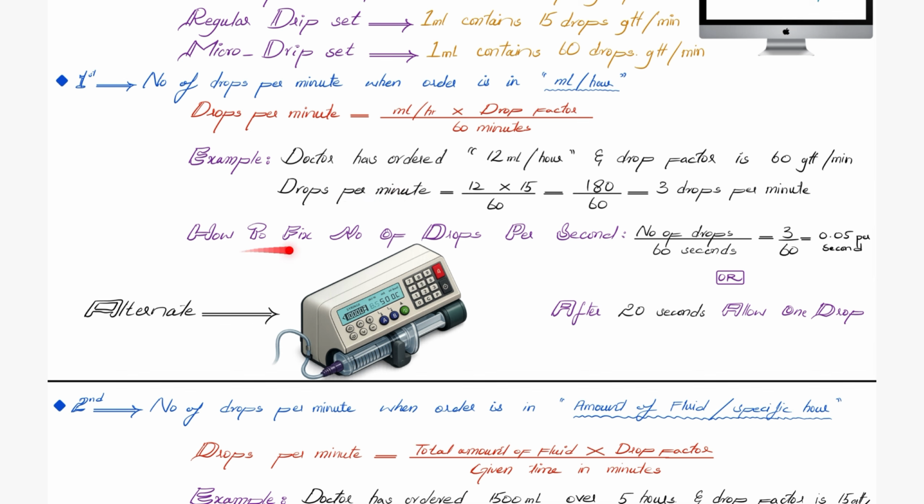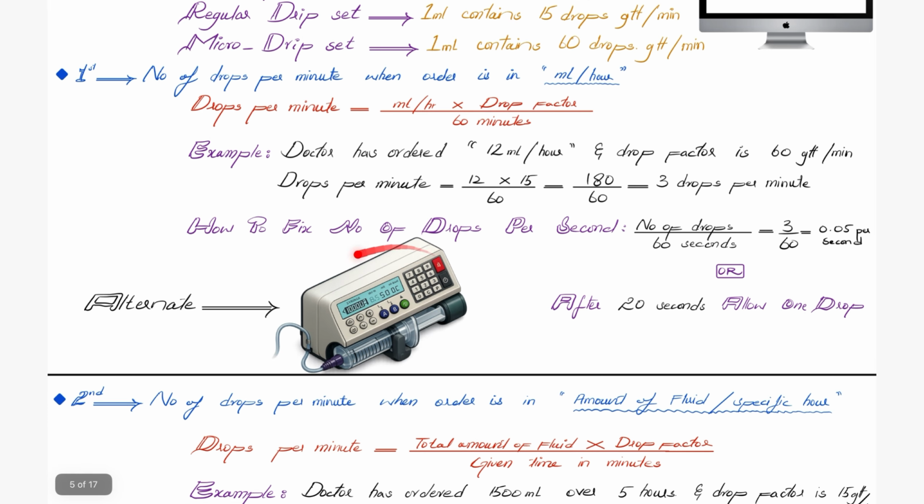Now how to fix the number of drops per second? You should divide the number of drops by 60 seconds. In our case, when the doctor has ordered 12 milliliter per hour, there should be 0.05 drop per second. However, you can make it easy for yourself: after every 20 seconds allow 1 drop. When the infusion rate is ordered in milliliter per hour, we use a syringe pump. The syringe pump is the most reliable and most accurate way of setting the infusion rate in milliliter per hour.